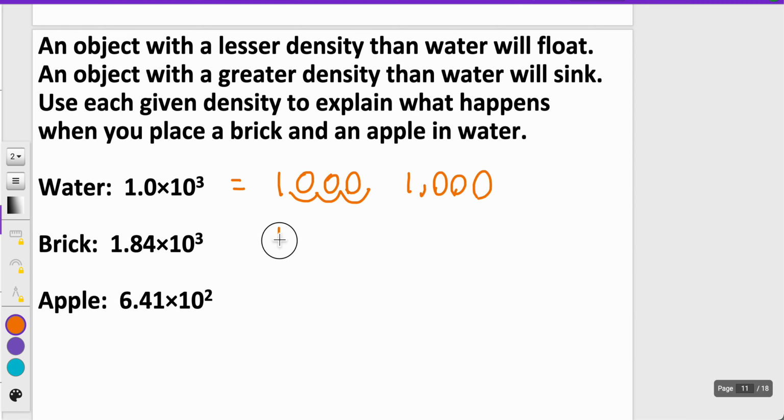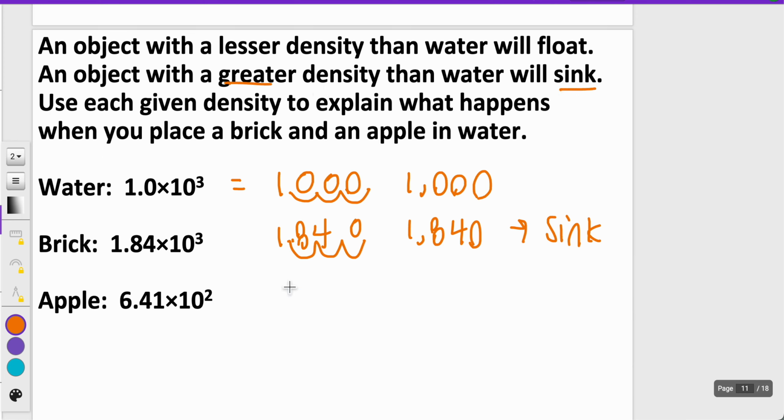A brick has 1.84 times 10 to the third, so that is 1,840. So this looks like it'll sink because it's a greater density. An apple has 6.41 times 10 to the second, so that's 641 density. This one is lesser density than water, so this will float. Okay?